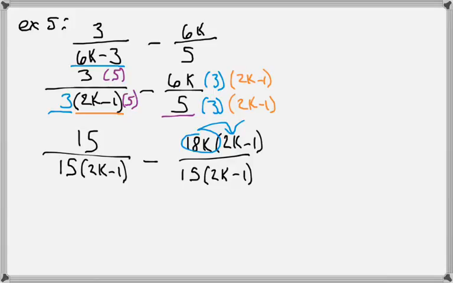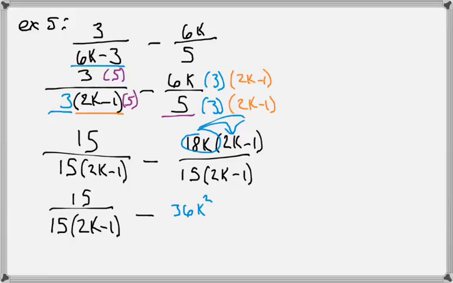So before I distribute and write it down, let's copy down this first guy, 15 over a 15 (2k minus 1), minus, now when I distribute what I circled there in the blue, that 18k times that 2k, 18 times 2 is 36, so I've got a 36, k times k is k squared. Then I'm going to take that 18k times that negative 1, which gives us minus 18k. All of that was over our denominator of a 15 (2k minus 1).